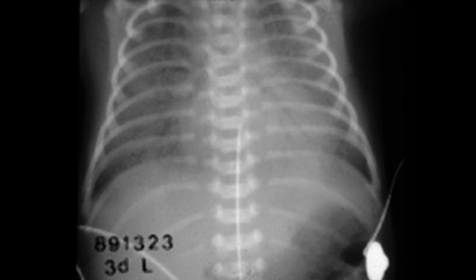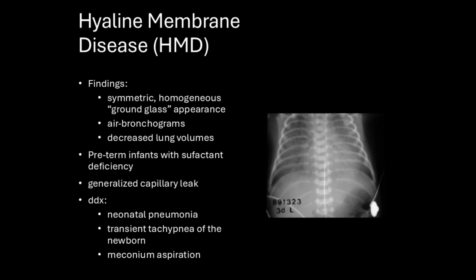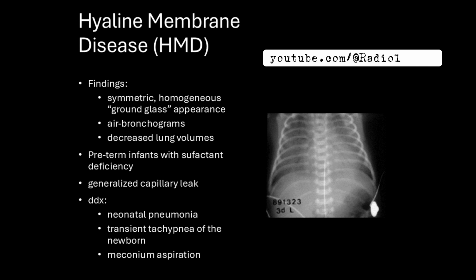With all these findings combined, symmetrical ground glass opacities, air bronchograms, and reduced lung volumes, I'm strongly leaning towards a diagnosis of hyaline membrane disease, or respiratory distress syndrome. This is a common condition in preterm infants due to their underdeveloped lungs and lack of surfactant, a substance that helps keep the lungs expanded and allows efficient gas exchange.